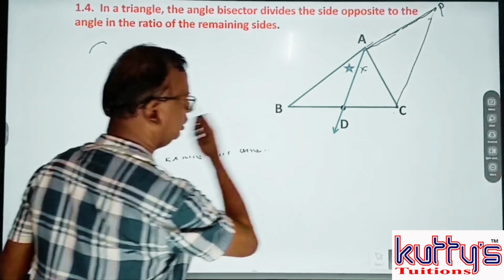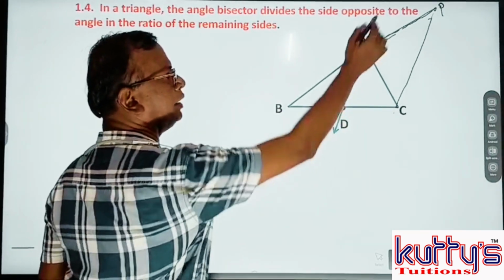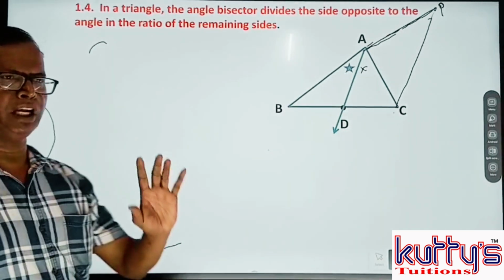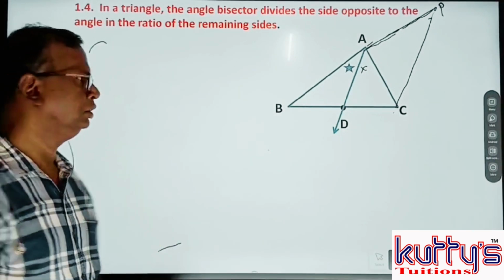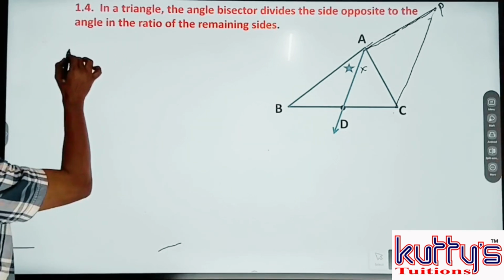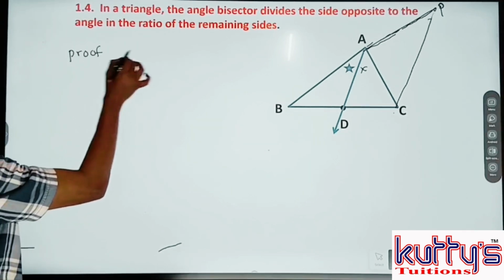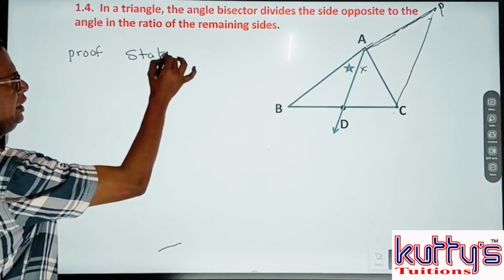Now this line AD is parallel to PC. I think all of you know corresponding angles, alternate angles. So first one, that is your proof, statement and reason.